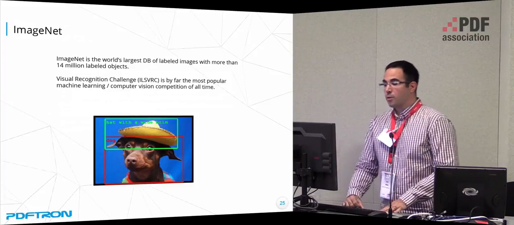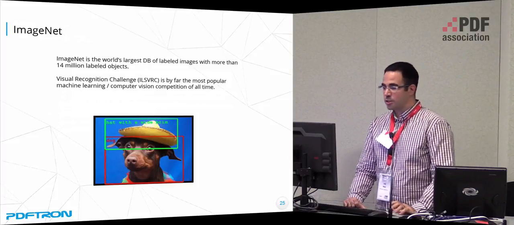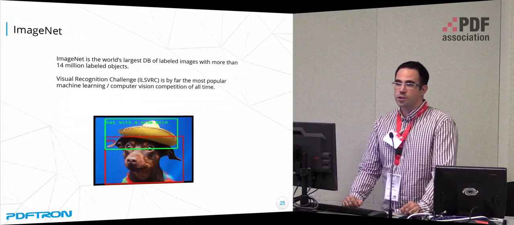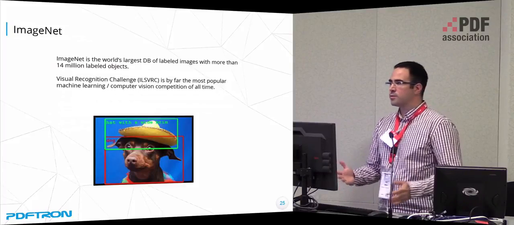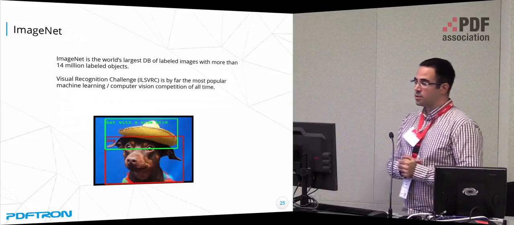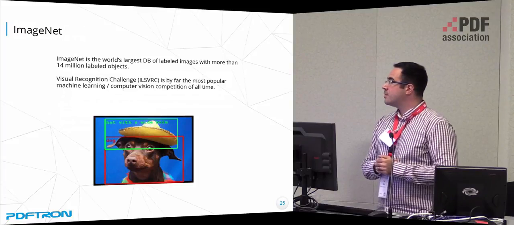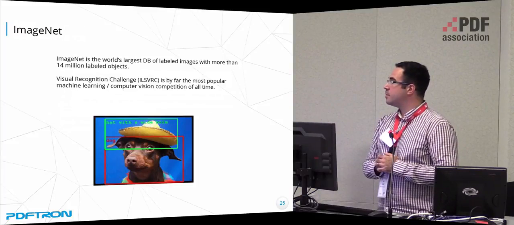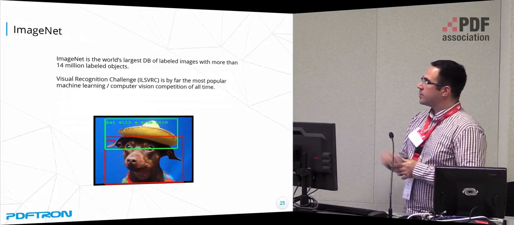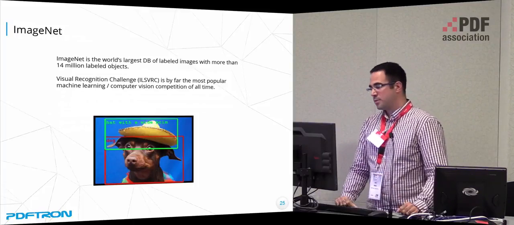It's a website which also runs a visual recognition challenge, which is by far the most popular machine learning and computer vision competition of all time, with teams from all around the world, from universities and companies, submitting their recognizers for the competition. So to give you an idea, we have a picture here from the ImageNet database where the Google LeNet recognizer, a submission from Google, correctly identified a dog and a hat with a wide brim as present in the image.